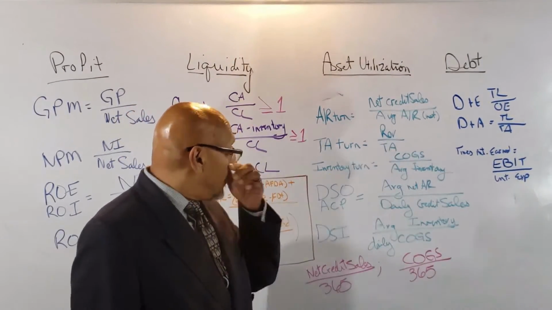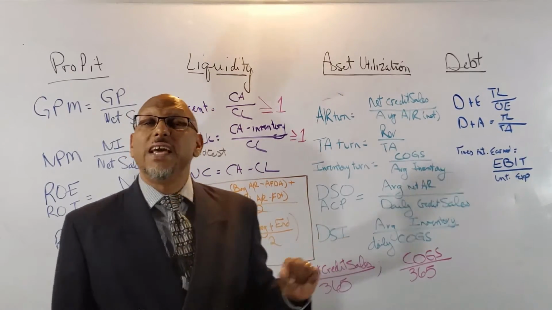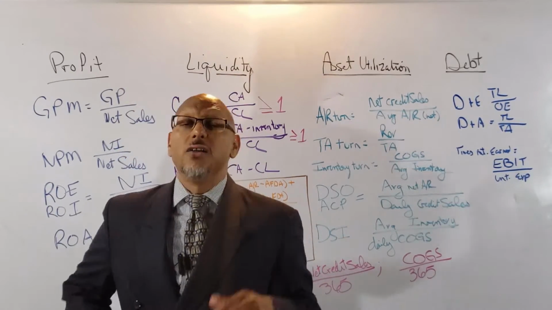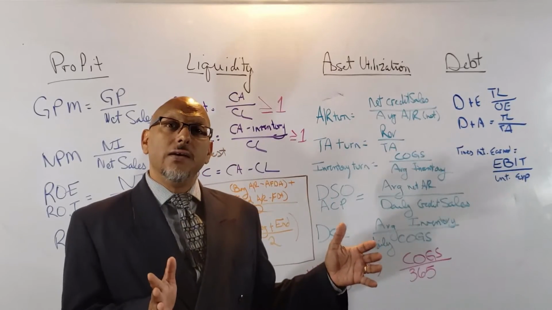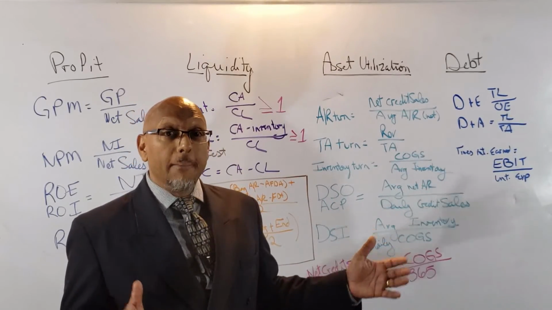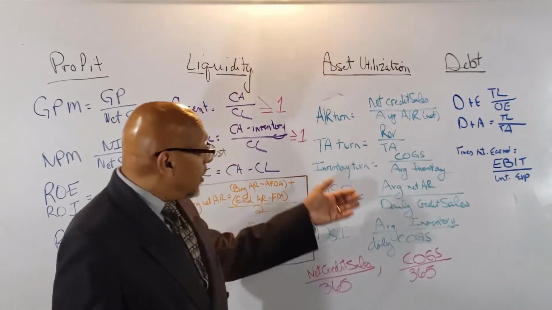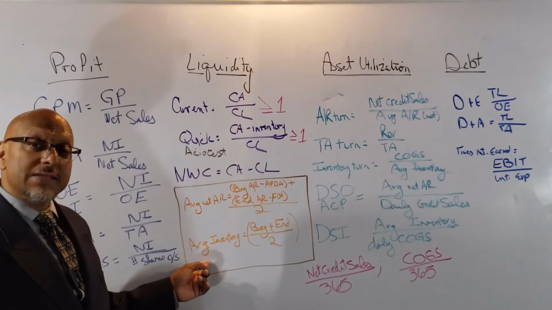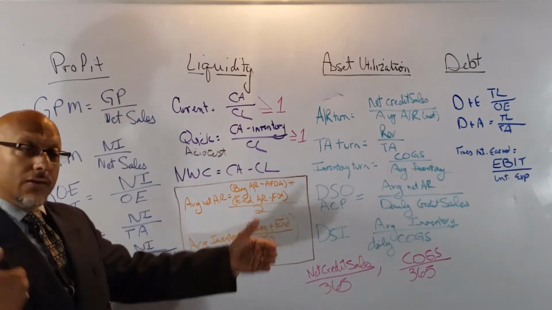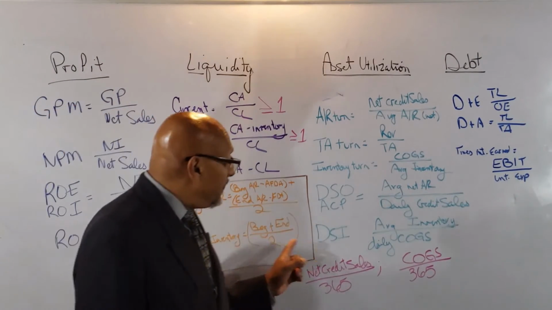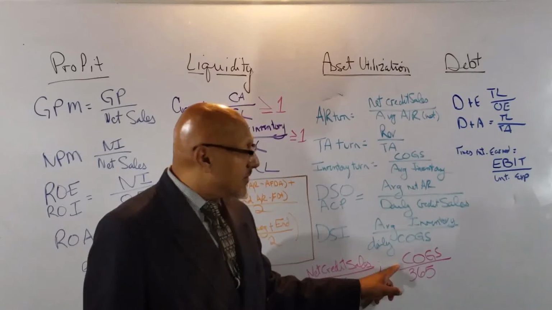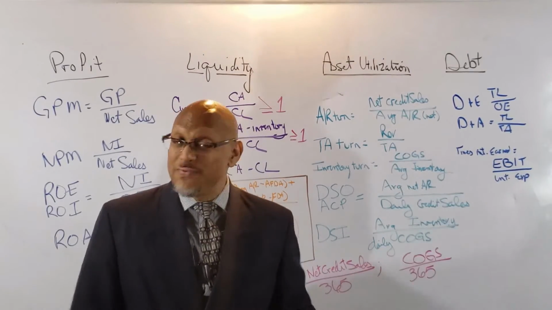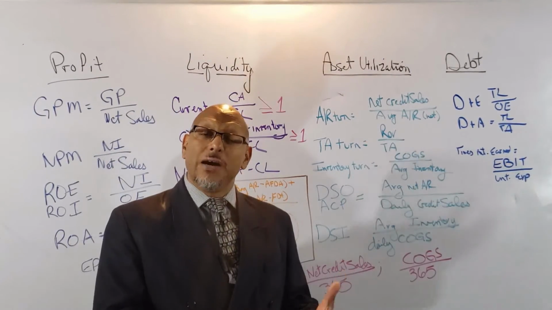And the DSI stands for Days Sales in Inventory. How long are we keeping our inventory warehoused somewhere until we sell it? So that is the average inventory, again, beginning inventory plus ending inventory for the year, divided by 2. And daily COGS is cost of goods sold divided by 365. That's simple. That gives us a daily amount.